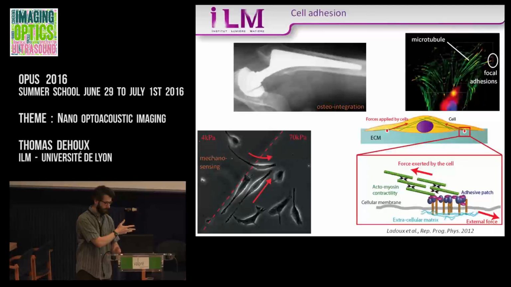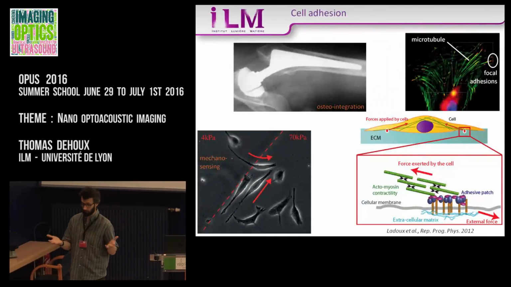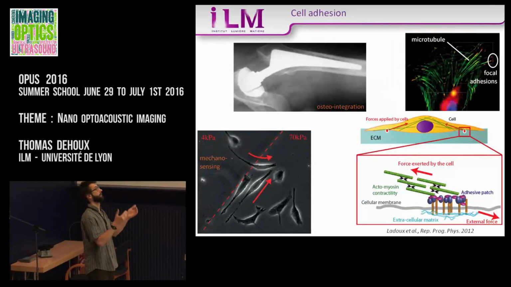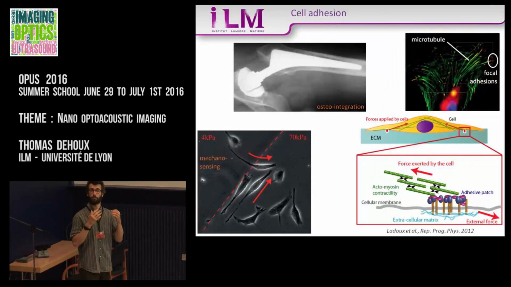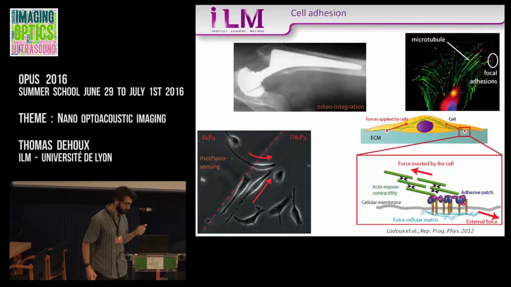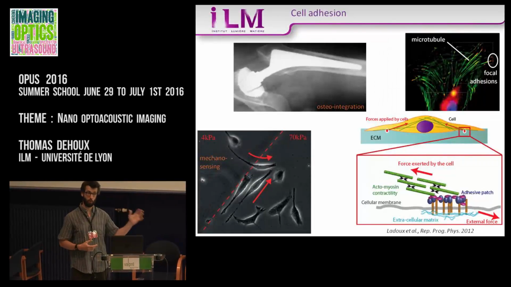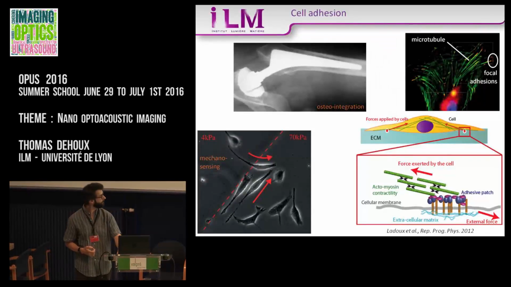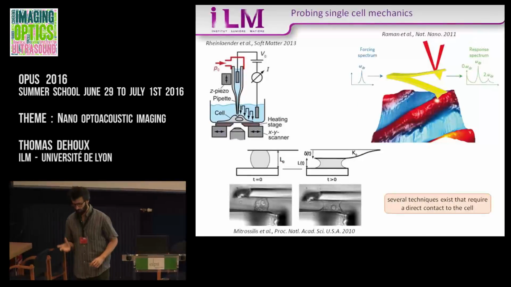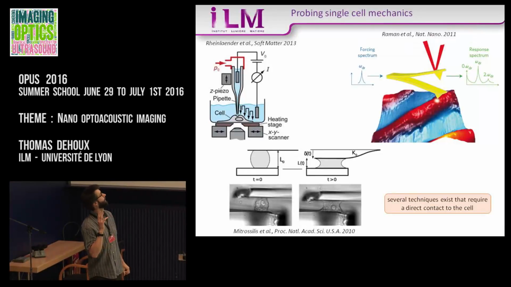So these quantities are very important to measure in order to first understand how it works, and secondly, potentially to be able to control these properties, either to optimize cell adhesion for the development of implants, or to tune the mechanical properties of cells to cure diseases. So, to this aim, many techniques have been developed in the past, mostly inherited from material science.